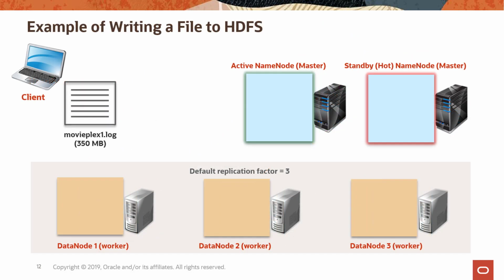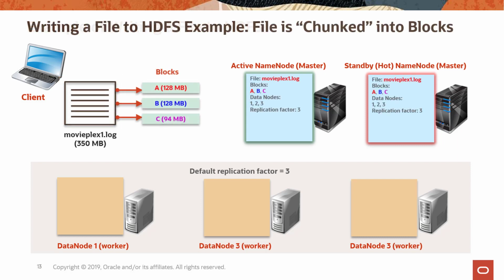Let's go over the example of writing a file to HDFS. This example uses the movieplex1.log file that we used earlier. The client communicates with the NameNode and requests to write the movieplex1.log file in the file system's namespace with no blocks associated with it. The NameNode checks to make sure that the file does not already exist and that the client has the right permissions to create the file. If these checks succeed, the NameNode makes a record of the new file. Otherwise, the file write fails and an error message is displayed. The NameNode checks the available nodes in the cluster and determines where the blocks and replicas will be written.